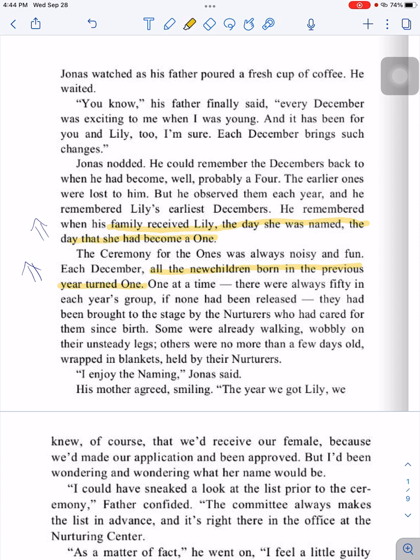Okay, so we learned that in order to get a child in their family unit, they must make an application and be approved.